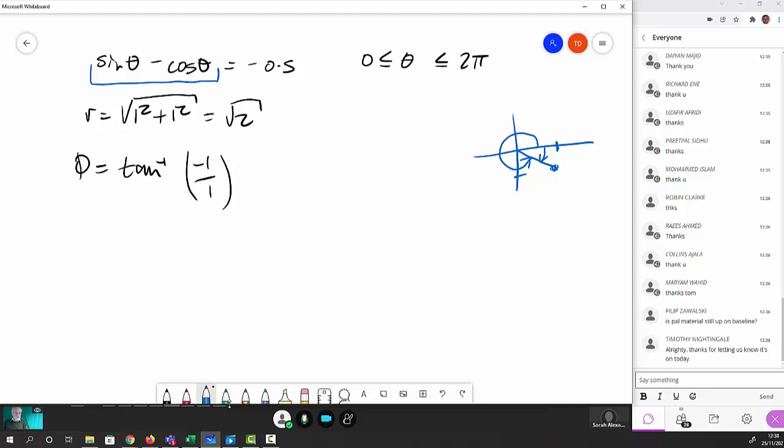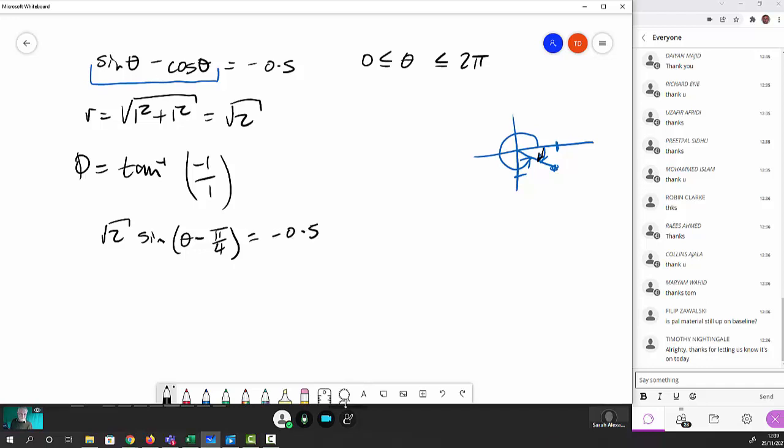Okay, so that means that we've got root 2 sine, brackets theta, and this is actually not plus, is it? I'm going to use minus, and that's going to be pi over 4. That's the angle here, and if you don't believe me, check it on your calculator. The reason is this is 1 and this is 1, so it's obviously a 45-degree angle, which is pi over 4, and that is going to equal minus 0.5.